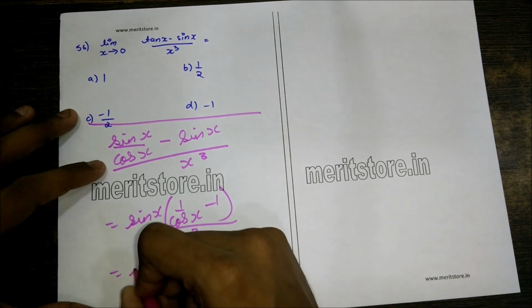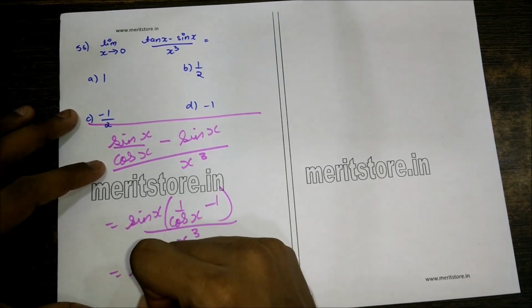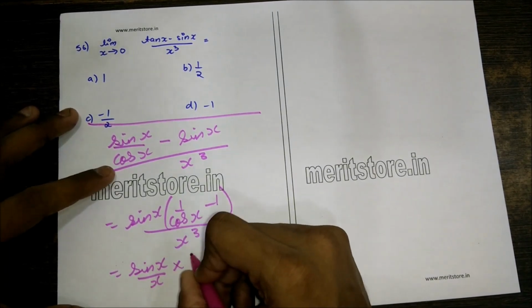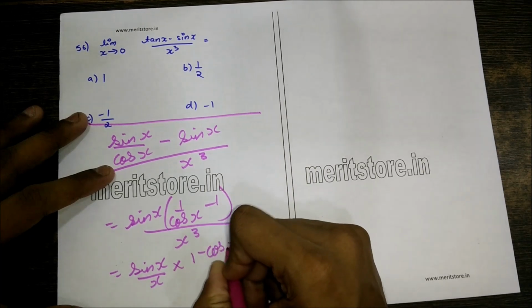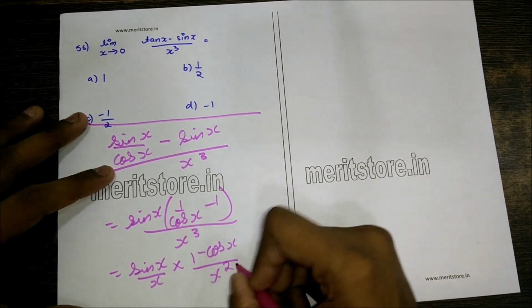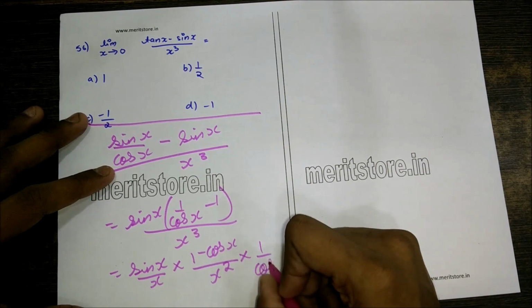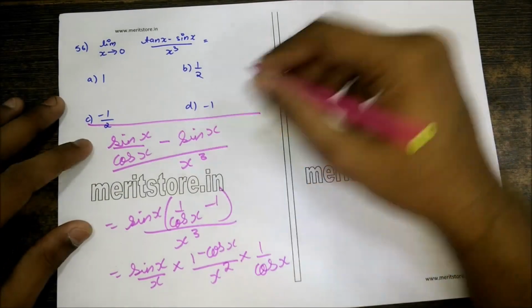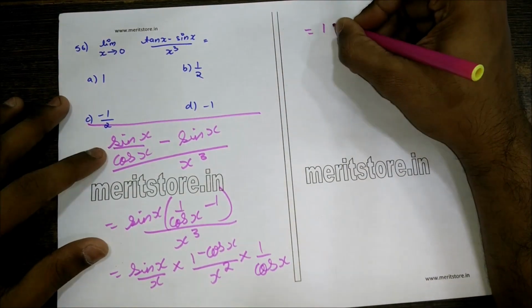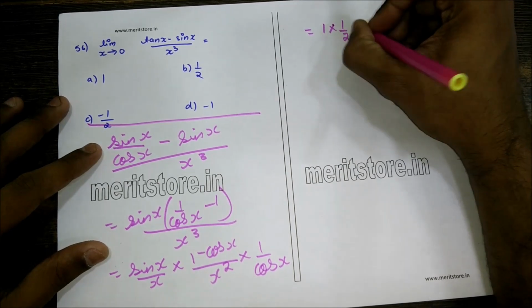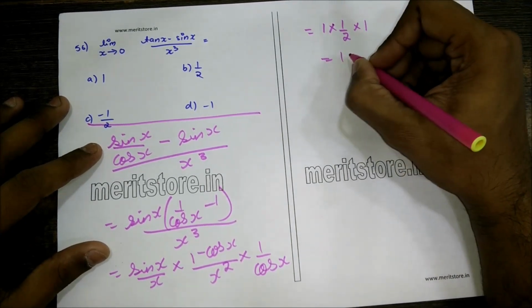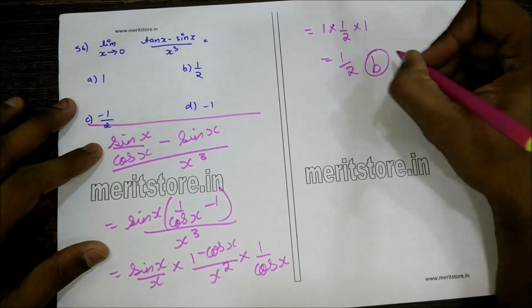Now we have sin x by x into (1 minus cos x) by x squared into 1 by cos x. On applying the limits of x tends to 0, we get 1 into 1 by 2 into 1, which gives us 1 by 2, which is option B.